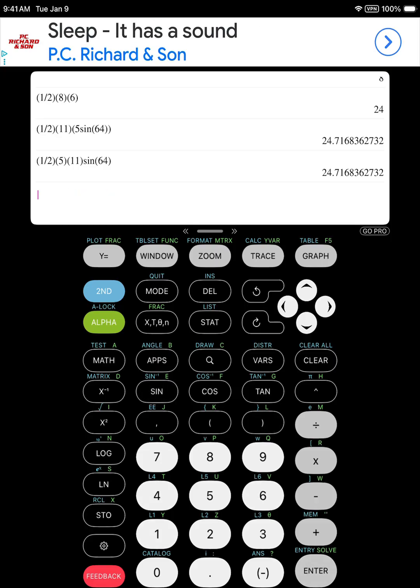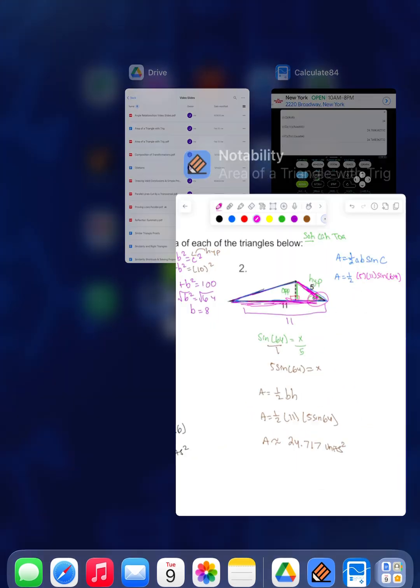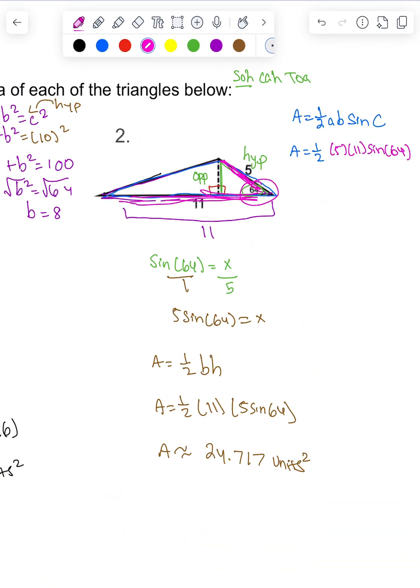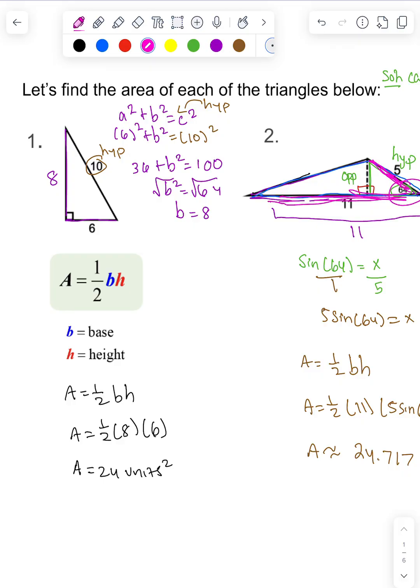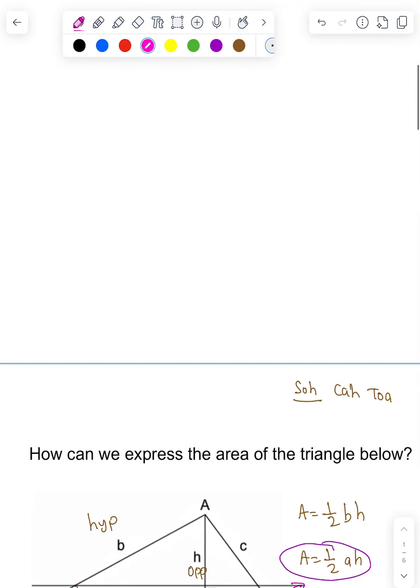And look at that, the same exact area that we got before. But this was so much easier because we had the information to use the new formula. We had two sides next to each other and the angle in between. So whenever you have that information, it might even be easier to use this new area of a triangle formula to find the area rather than the older one. Because if you were using this formula, you would need to know the base and the height, not just any two sides next to each other.